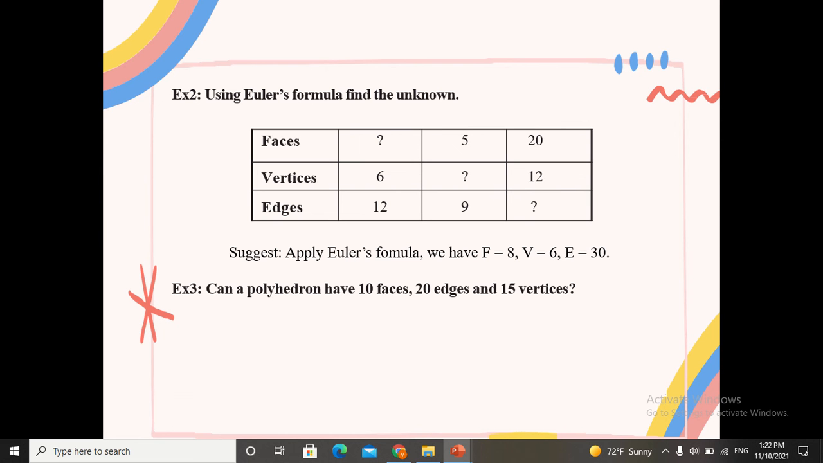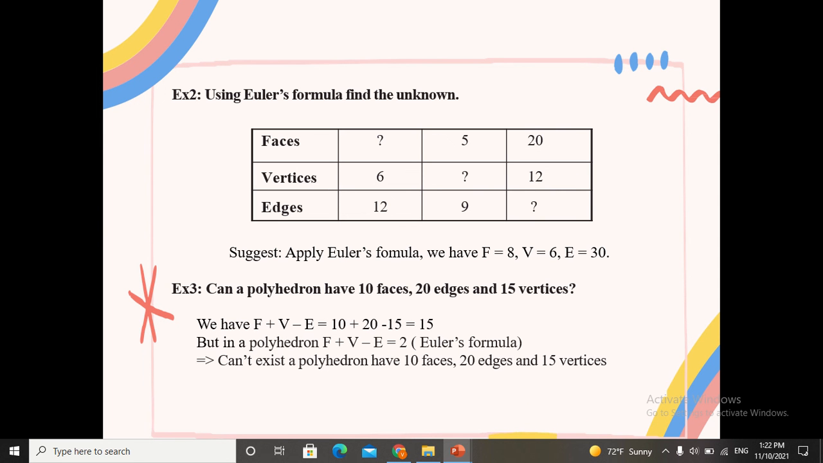Exercise 3. Can a polyhedron have 10 faces, 12 edges, and 15 vertices? We have F plus V minus E equals 10 plus 15 minus 12 equals 13. But in a polyhedron, F plus V minus E equals 2, Euler's formula. So can a polyhedron have 10 faces, 12 edges, and 15 vertices?